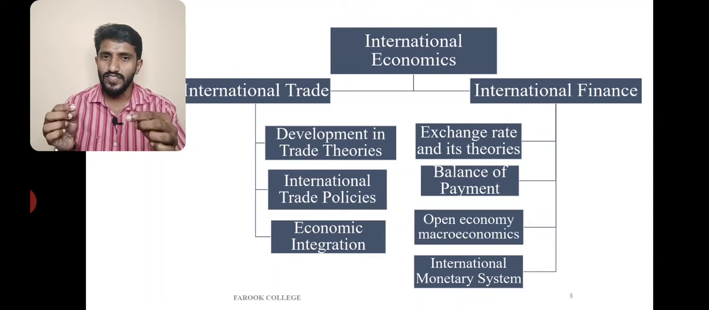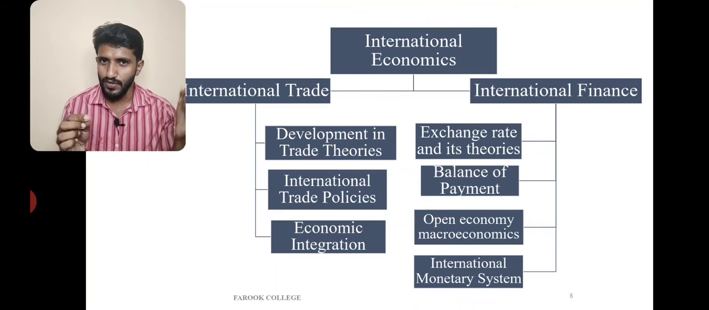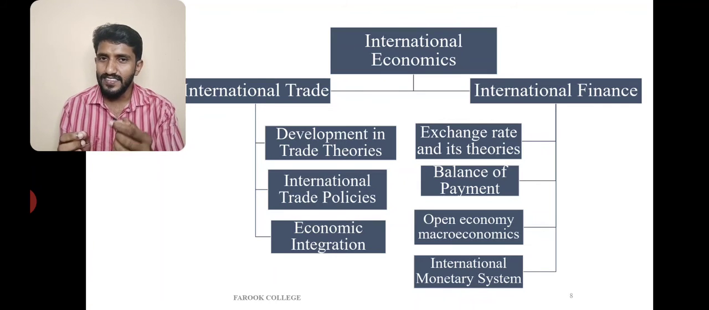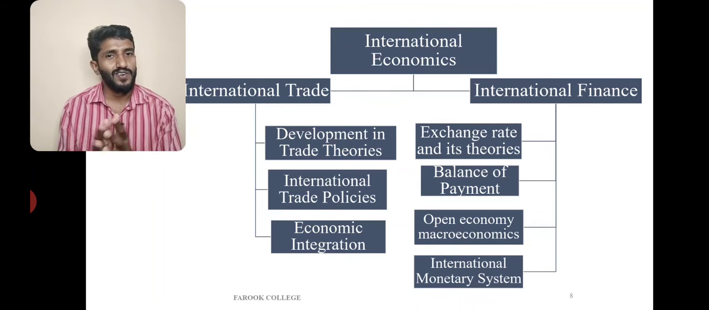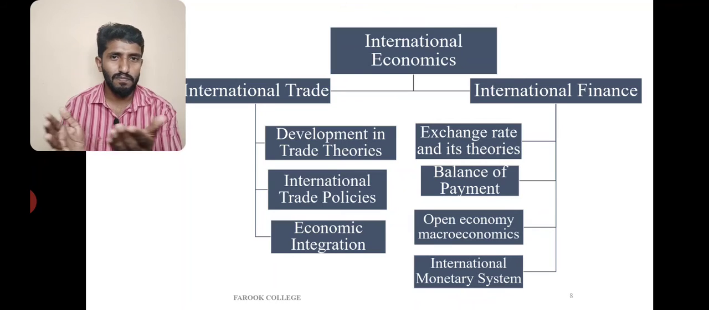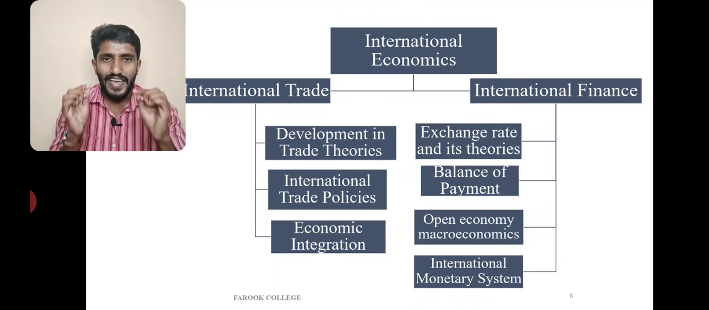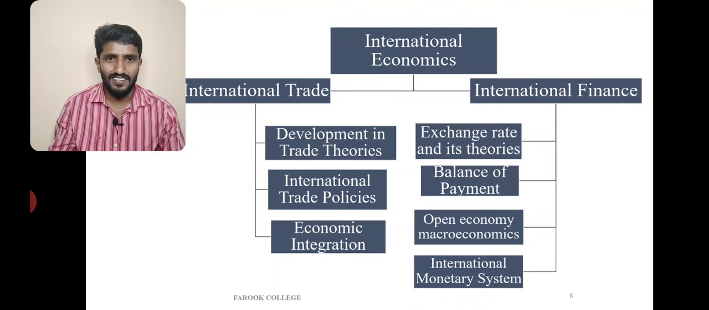What is the exchange rate of the Indian rupee today with the dollar? Today it is 73.19 rupees. $1 is equal to 73.19 rupees. It might change by the time you are watching this video. So this exchange rate should be there for making transactions.